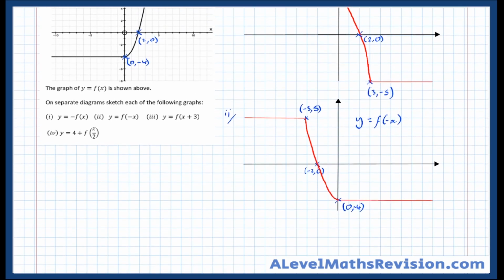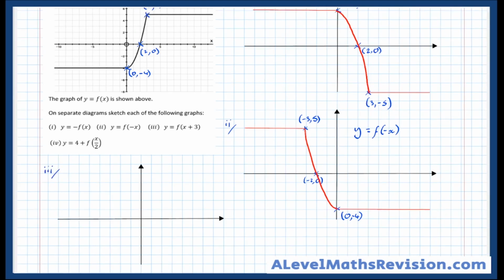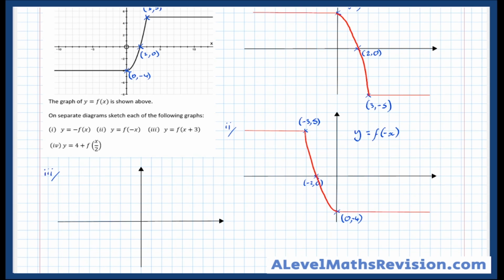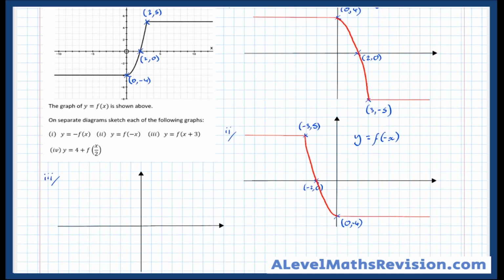Let's try another. Let's do part 3, which says it wants f of x plus 3. Well, we can see that we've attached a plus 3, which means it's a translation, and we've done that inside the function. So that means we're going to do the opposite. So it's going to translate 3 units to the left. So what was 3, 5 now becomes 0, 5. What was 2, 0 now becomes minus 1, 0.